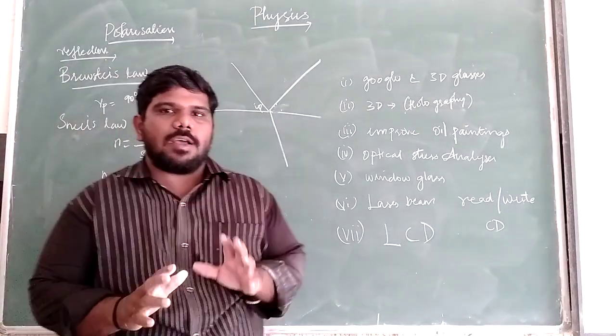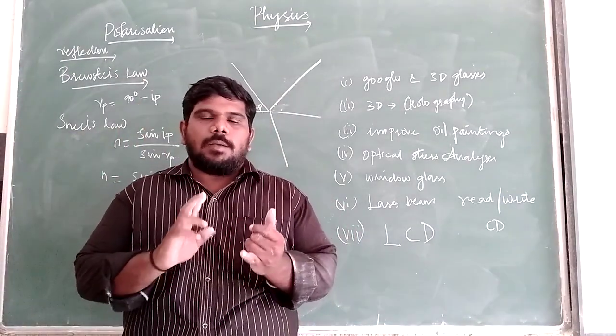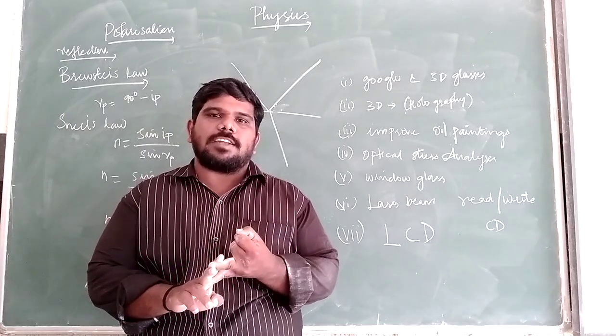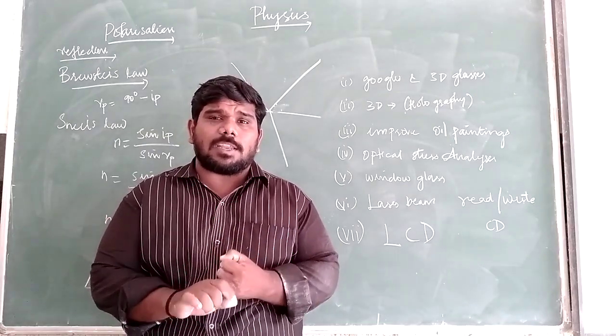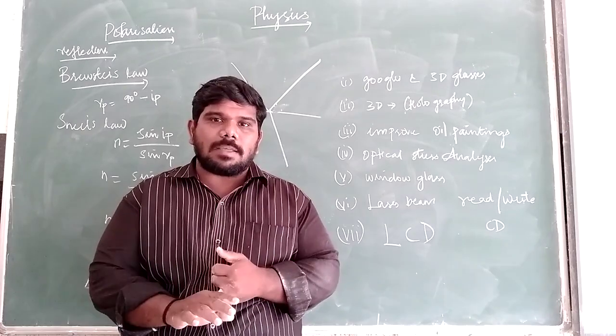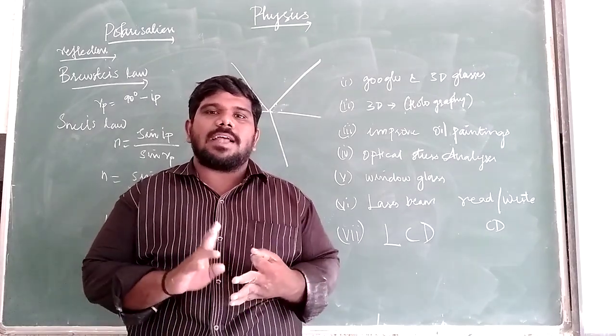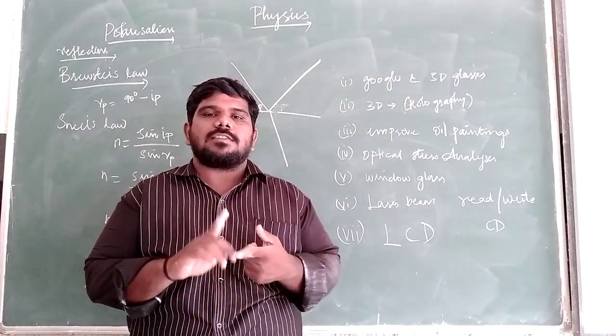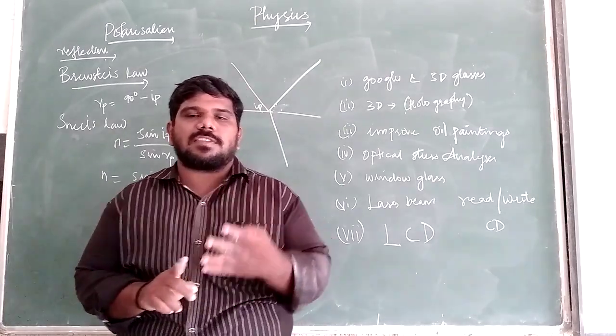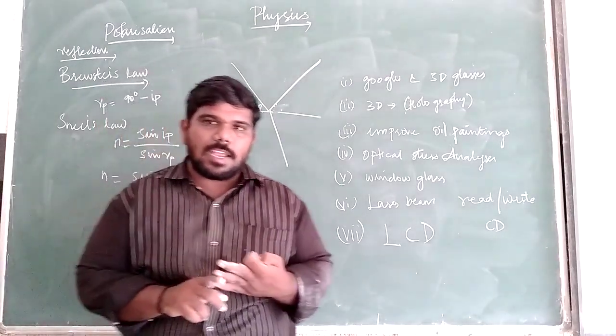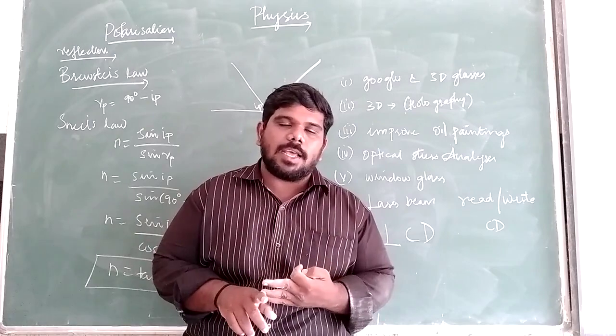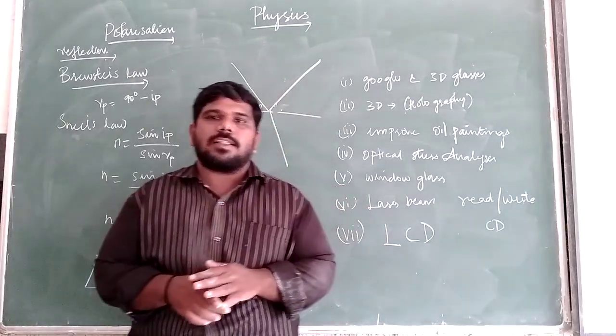So for this session, what are the questions you have to learn? Brewster's law and uses of polarizers will be important 3-mark questions. These two questions are very important and you are supposed to learn them. Then you learn the definitions. Then state and prove Malus's law. These three questions you have to learn. Clear? I hope you understood the session. Thank you guys.